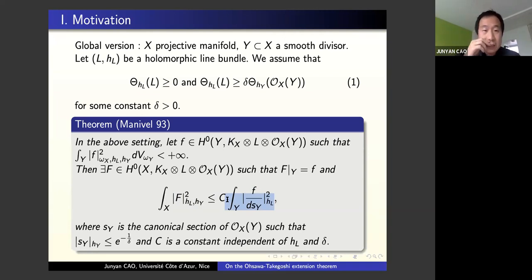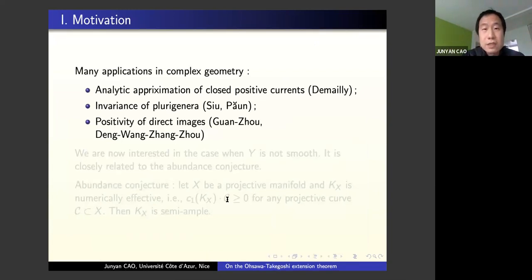So for the Ohsawa-Takegoshi extension theorem, in the case where Y is smooth, it has a lot of applications. For example, the local version is used to prove that any closed positive current can be approximated by currents with analytic singularities. And he proved the invariance of plurigenera in the projective case by using the Ohsawa-Takegoshi extension theorem.